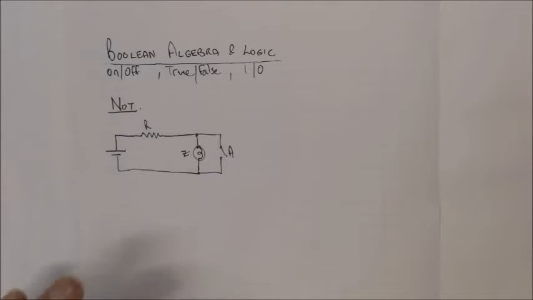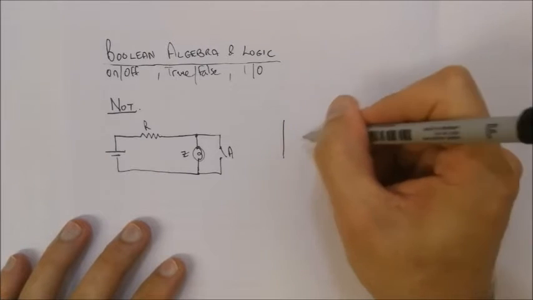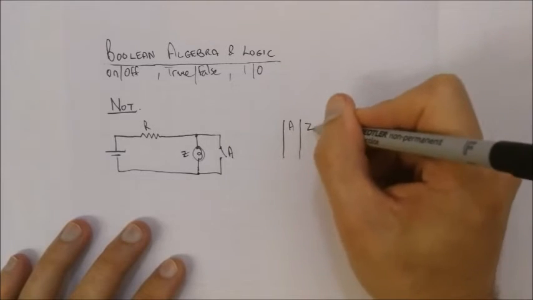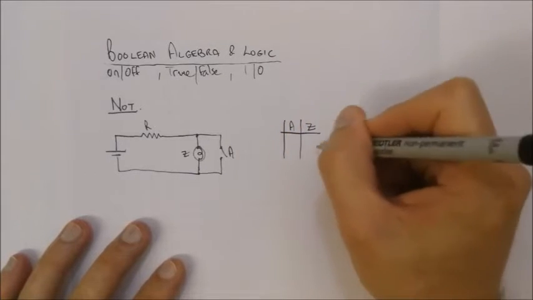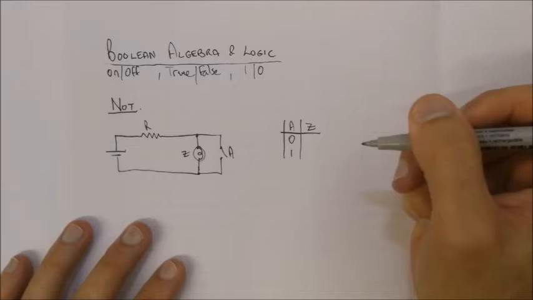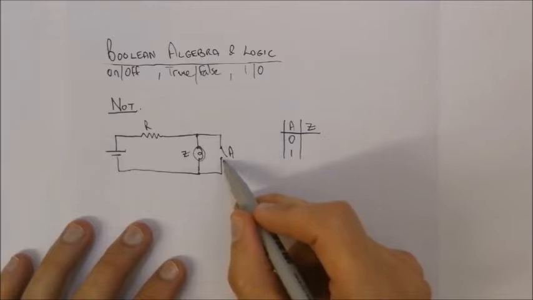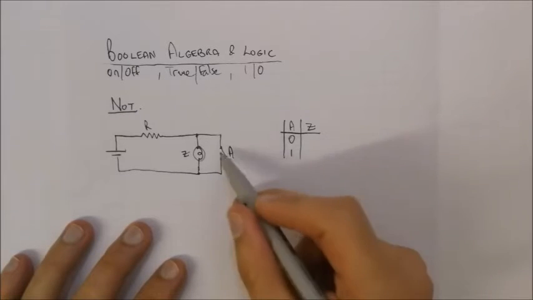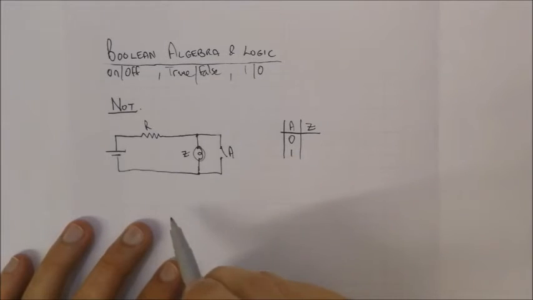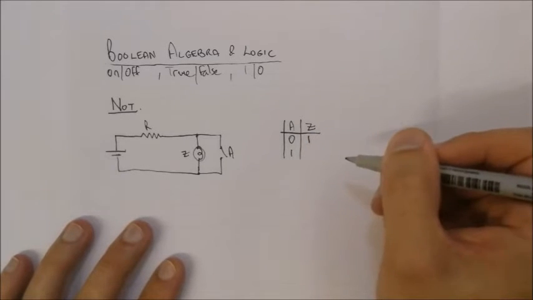Okay, so if we have a look at the conditions and put them into a table. Okay, so we've got A, which is the switch, and we've got Z. So what we're going to do is for A, we're going to look at all possibilities. A is going to be off, or A is going to be on. A is going to be deactivated, or A is going to be activated. So if the switch is not activated, so it's open, what's going to happen to the light bulb? Will the light bulb go on or not? It will go on. So therefore, Z is equal to 1.